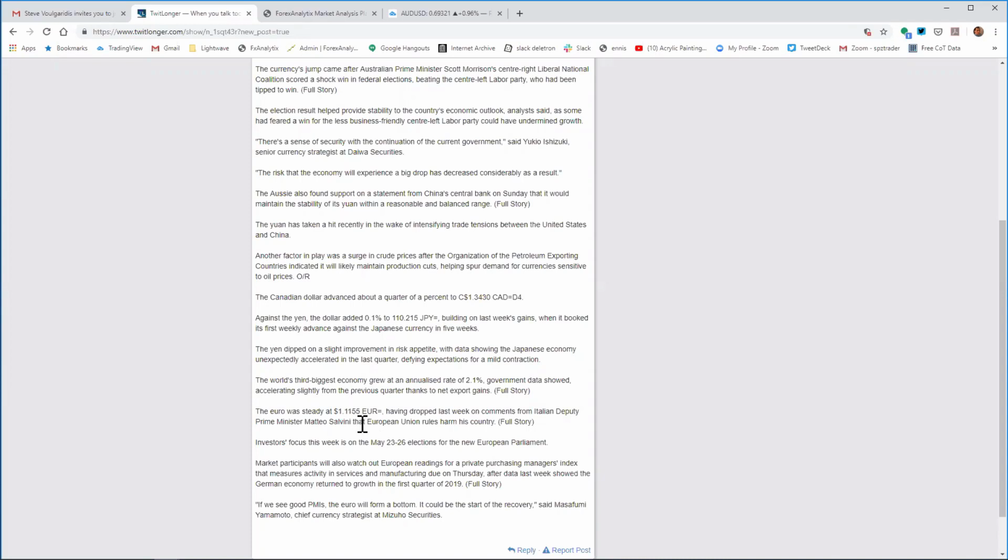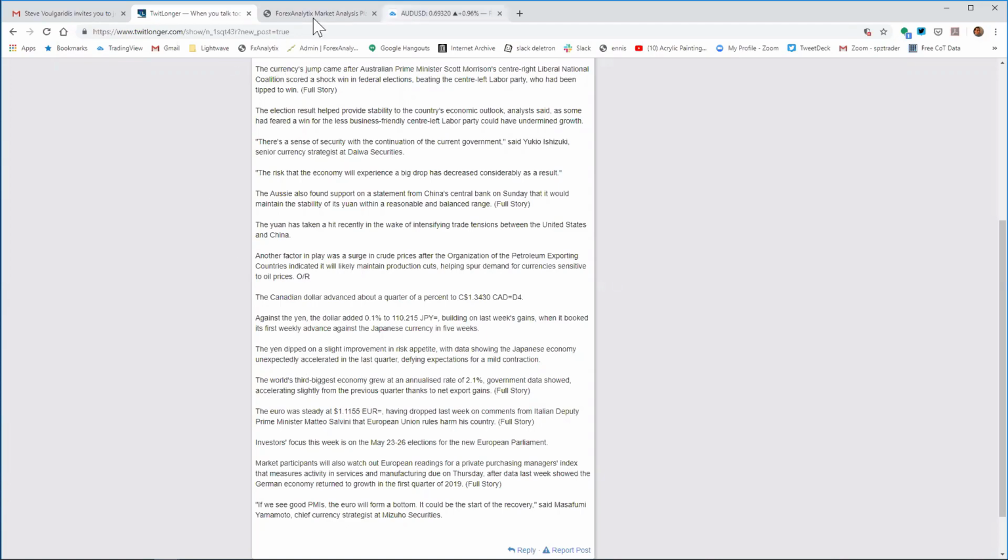The euro steady at 1.1155, having dropped last week on comments from Italian Deputy Prime Minister Salvini on European Union rules harming his country. Market participants will also watch out for European readings for the Purchasing Managers Index that measures activity in manufacturing and services, due on Thursday, after data last week showed the German economy returned to growth in the first quarter of 2019. If we see good PMIs, the euro will form a bottom. It could be the start of the recovery, said Masafumi Yamamoto.